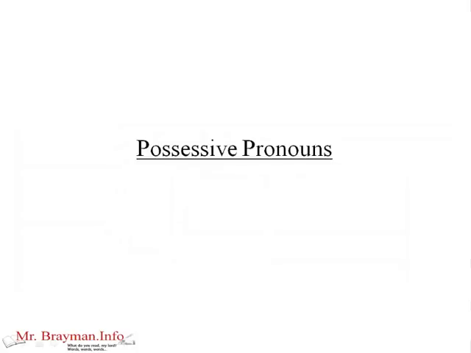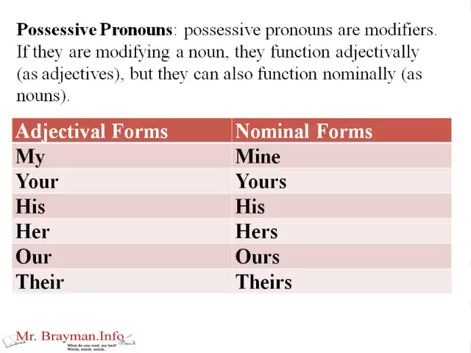So in this lesson, we're going to take a look at possessive pronouns. And possessive pronouns are modifiers. If they are modifying a noun, they function adjectively. In other words, they function as adjectives. You can see the root word there. But they can also function nominally, meaning they can function as nouns. And nominal has that same root word as noun.